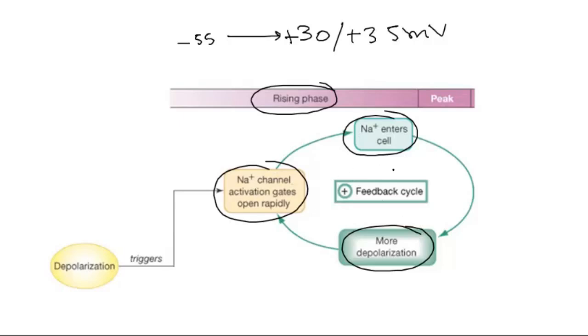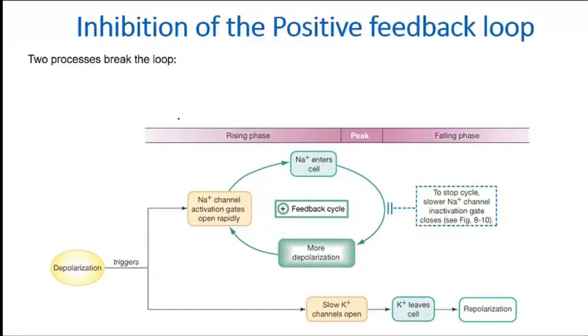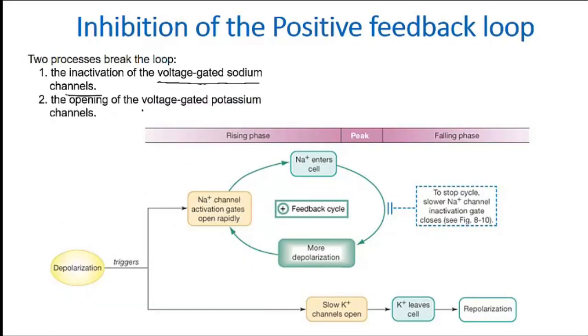Now to prevent this, cells need to do something, right? So how do cells interrupt this positive feedback loop? There are two ways to interrupt it. One is the inactivation of the voltage gated sodium channels, and second is the opening of the voltage gated potassium channel. So we can inactivate the voltage gated sodium channel, because if we block it, then there is no way sodium is going to flow inside. That is one thing we can do.